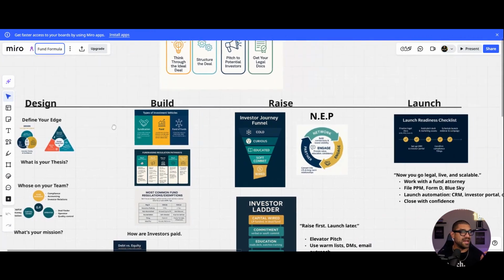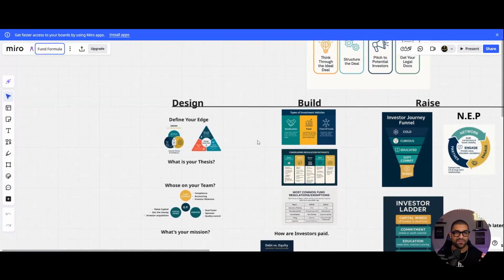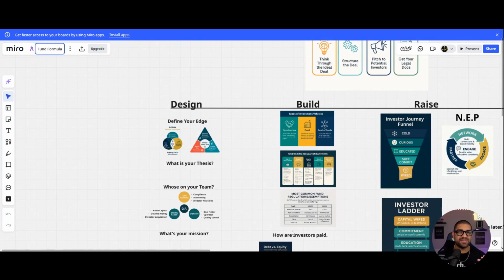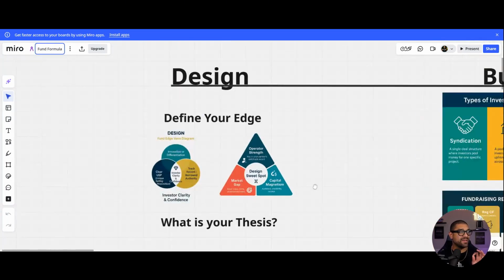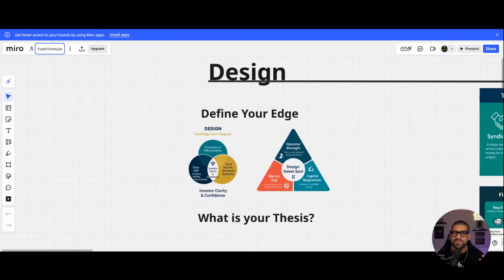And I'm going to show you guys the different types of funds, which are fix and flip, debt funds, multifamily funds. Those are the most popular ones, and how they all fit into the same framework. As you can see here, we've got our design, build, raise and launch formula right here. And most people skip this step right here. And we're going to dive into the design section. Most people skip this step, but it's a big mistake because design is where you decide the why and the what. Let's look at a few fund types here.